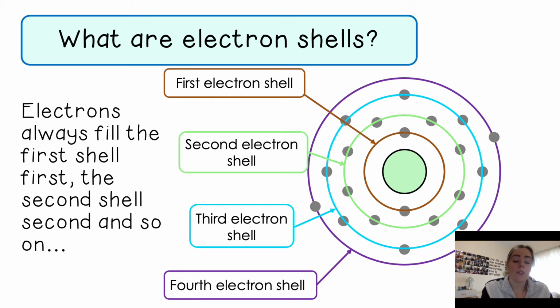So there are 4 shells that we're going to worry about because you're only ever going to be asked about the first 20 electrons in the periodic table. Electrons will fill the first shell first, then the second shell, third, then fourth. They're labelled like that based on how close they are to the nucleus, because the electrons want to be next to that positive charge, so they fill the closest shell to it.